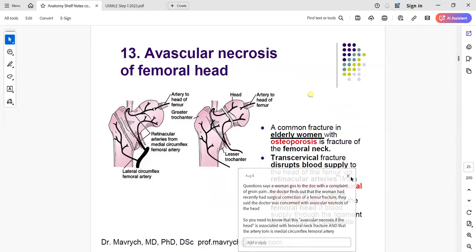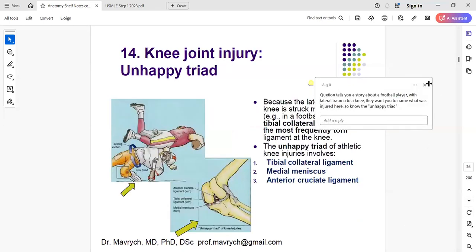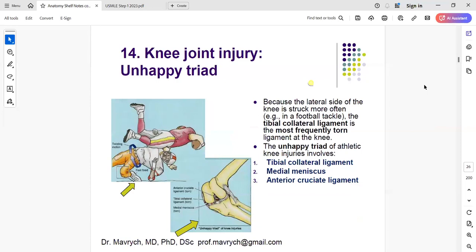Okay, we just talked about AVN of the femoral head. I think that doctor just answered that, so she was right about it. Usually due to osteoporosis in elderly women, obviously after menopause. This is the only thing to remember. You guys don't have to remember anything else. If you want to go into the details, you could remember that the medial circumflex femoral artery is involved, and that is why the AVN happens, but you don't have to go into that detail.